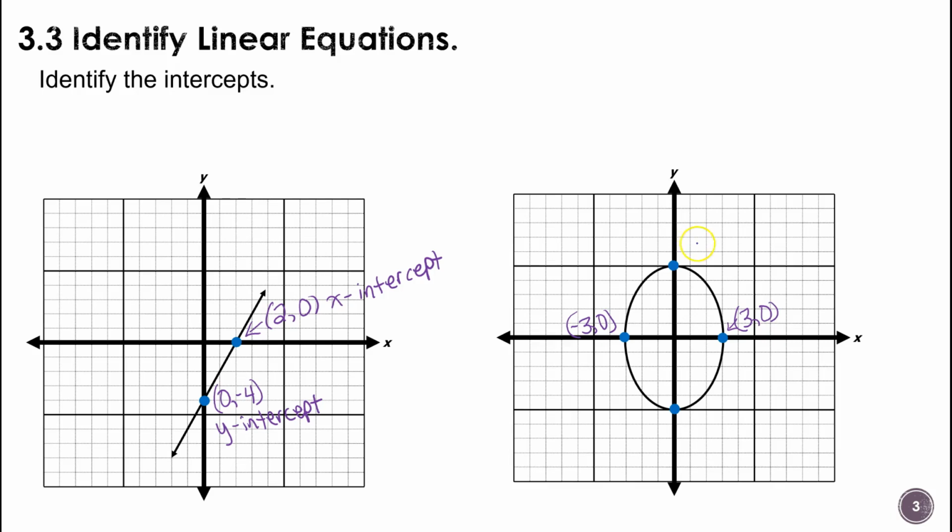On the y-axis we have an intercept at (0, 5), and we have another intercept on the same axis at (0, -5). All right, so you can see which axis they're on, and that would obviously be the intercepts. So x-intercepts at (-3, 0) and (3, 0). Y-intercepts (0, -5) and (0, 5).